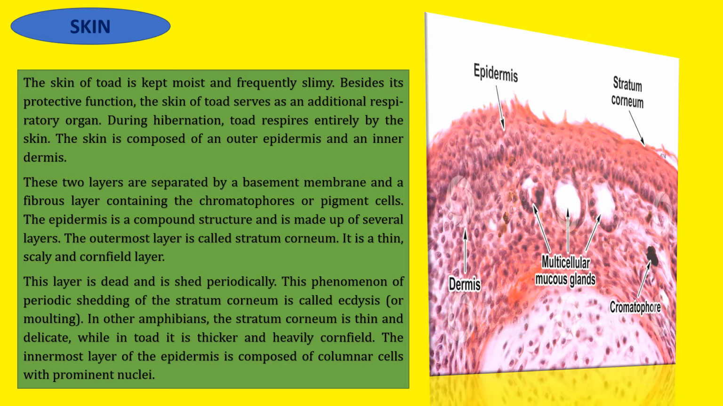So first, we are starting with the structure of skin, external structure as well as internal structure. The skin of toad is kept moist and frequently slimy. Obviously moist because toads are amphibians. Generally amphibians live in their life cycle, at least till larval stages, in water. So their skin should be moist and they can swim also. So their skin should be moist and frequently slimy.